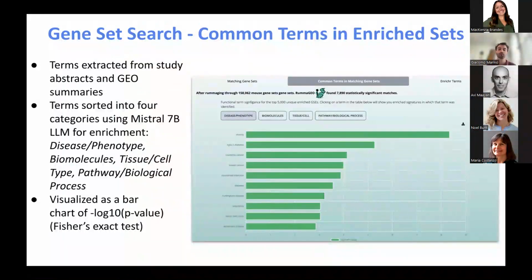And here we can look at the enrichment of those terms in unique studies that were enriched with your inputted gene set. So you can get a sense of the overall picture of what those enriched studies entail. And we'll show a bar chart that visualizes the negative log 10 of the p-value.